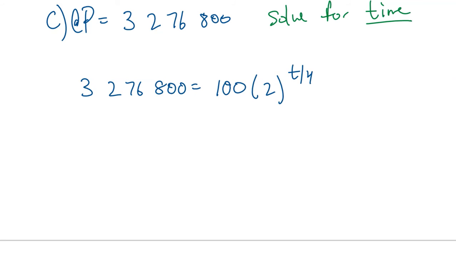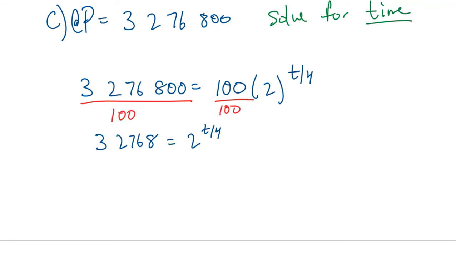So the first thing you're always going to do when you're solving these, the nice thing is it is a step-by-step process, is divide by 100, or whatever that initial amount is. You're going to do that every single time. And that works out to 3, 2, 7, 6, 8. 32,768. Okay, so you're probably going to do that on your calculator. Very often you're going to get a decimal there. Equals 2 to the t over 4.